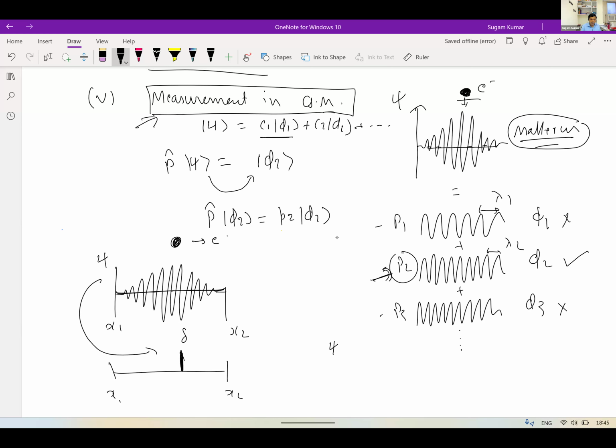So the whole wave function, which is written like C1 phi1, after the measurement. So when you do, let us say, an X measurement on the psi, it is going to give just X naught. So this is X minus X naught. It is going to collapse to a delta function.